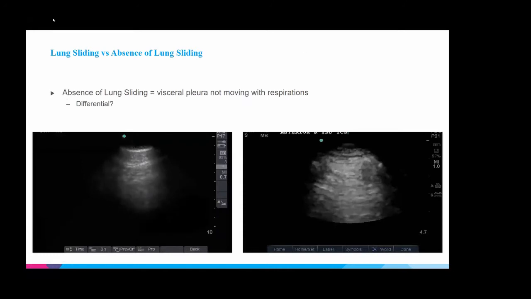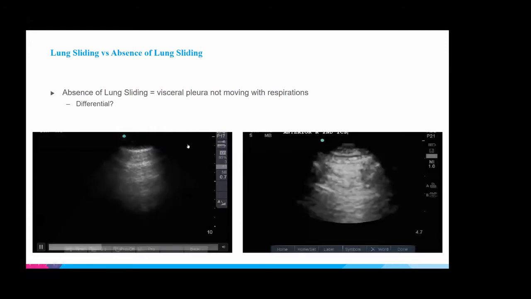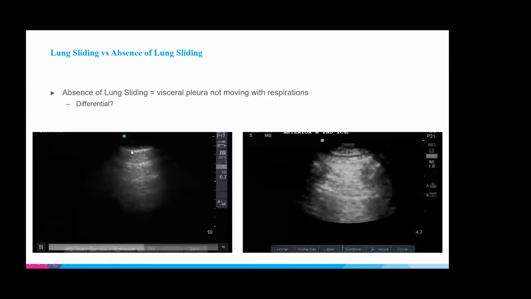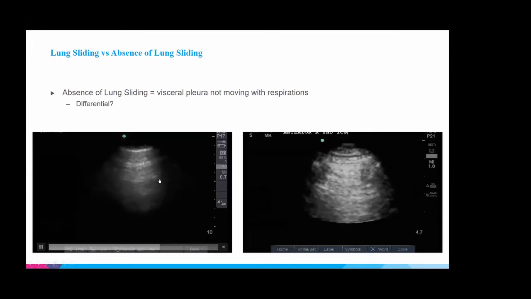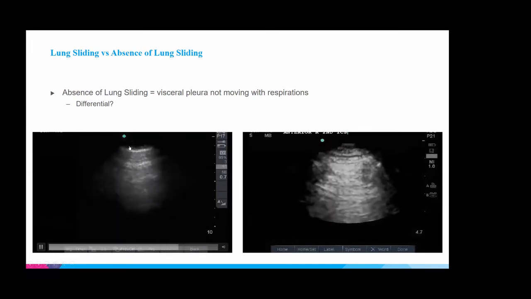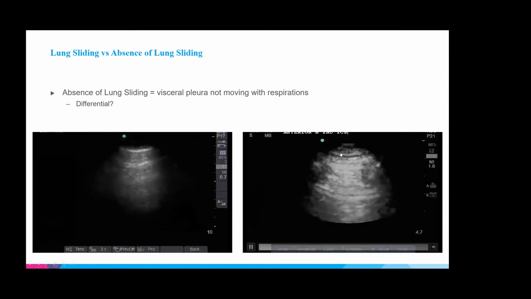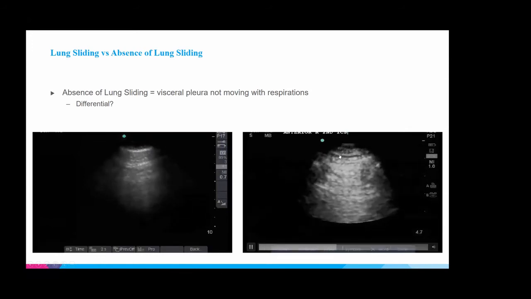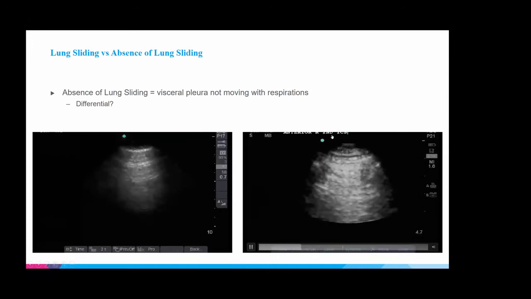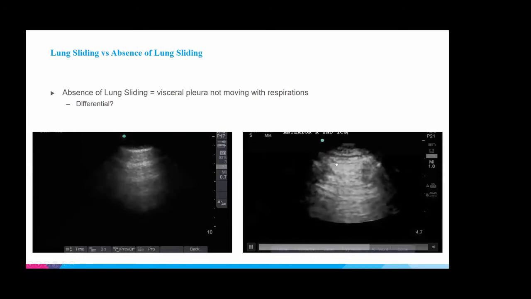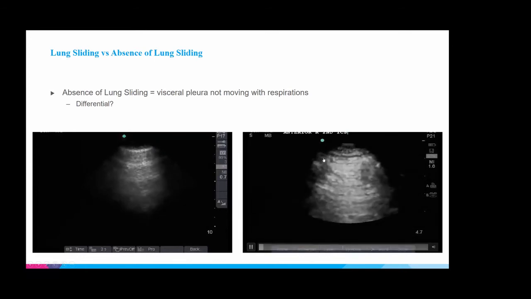So this is just highlighting the difference between lung sliding versus the absence of lung sliding. If we want to just take a look, right? On the left of the screen, you can see nice lung shimmering. So the pleura is up here with some A-lines below it, and there's a nice little shimmering of the pleura, as opposed to the image on the right, where there's maybe some movement related to the heartbeat and the operator with the probe, but there's no shimmering at the pleura. So this would be indicative on the right of an absence of lung sliding.